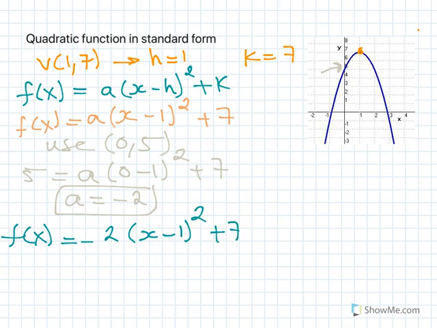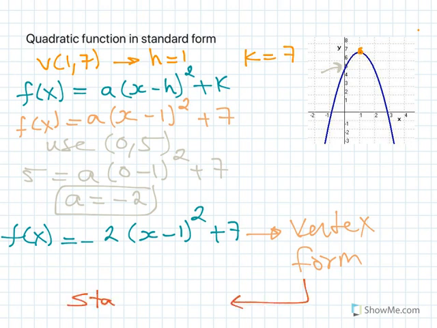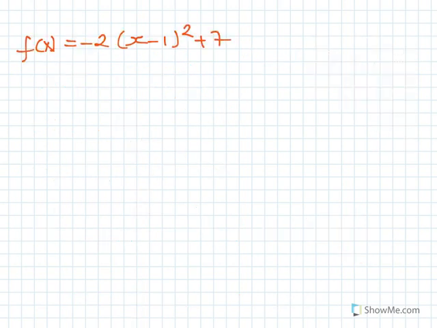Now this is the function in the vertex form. So this is vertex form. So I'm going to take a copy of this function to the next page, and we're going to see how to change it from vertex form to standard form. Standard form. Okay. So now I have the function in vertex form.